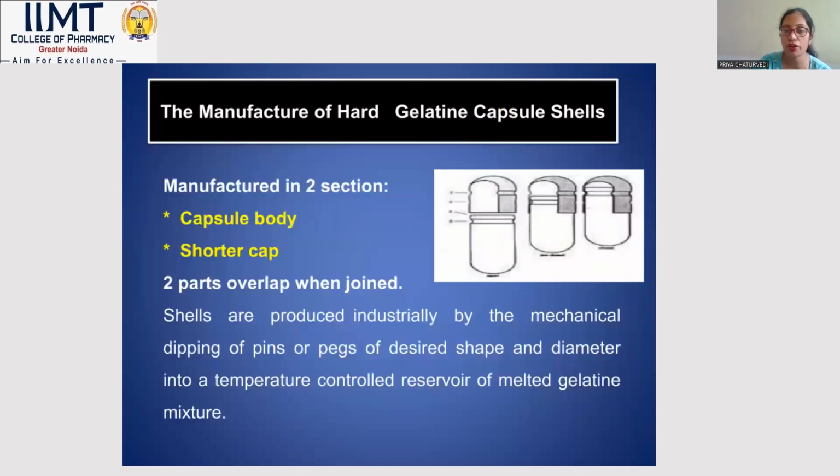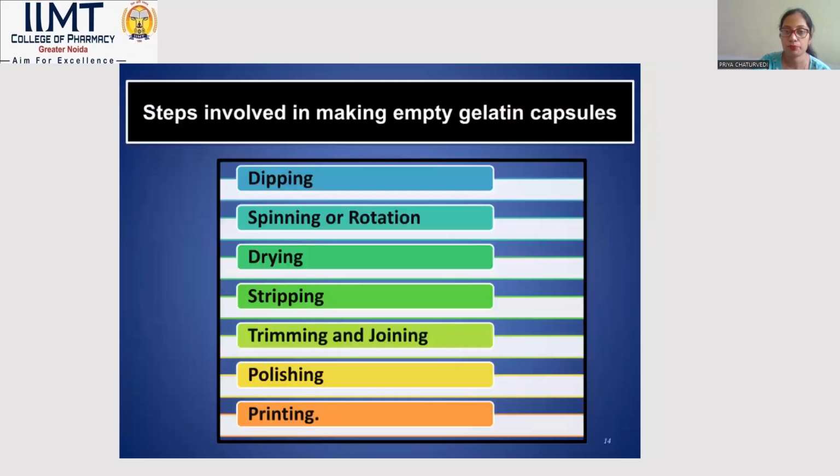The manufacture of hard gelatin capsule shell. It is manufactured in two sections, capsule body and shorter cap. Two parts overlap when joined. Shells are produced industrially by mechanical dipping of pins or pegs of desired shape and diameter into a temperature-controlled reservoir of melted gelatin mixture.